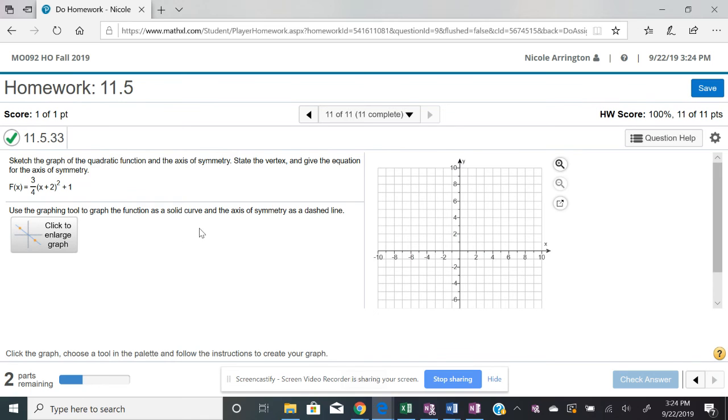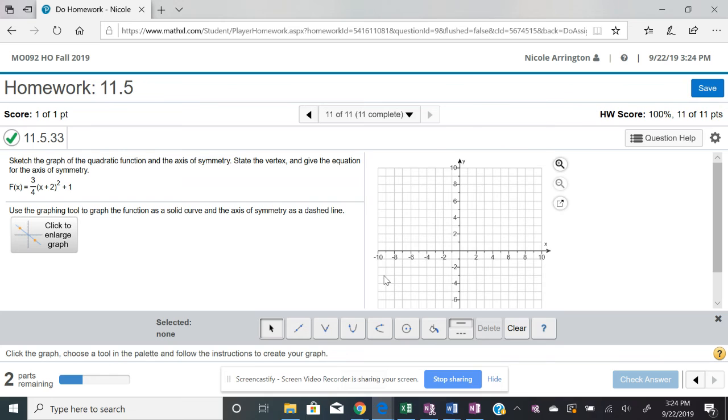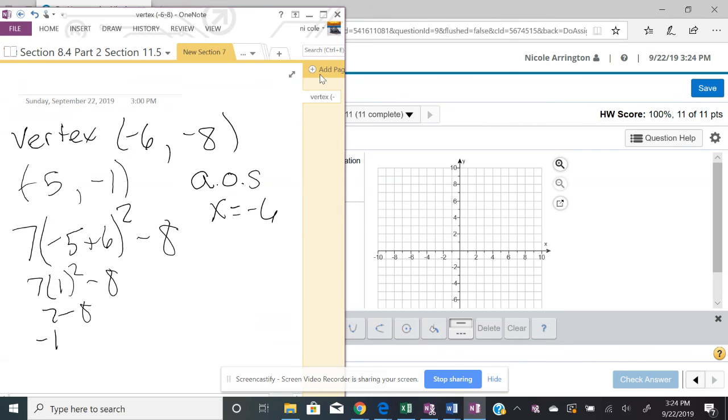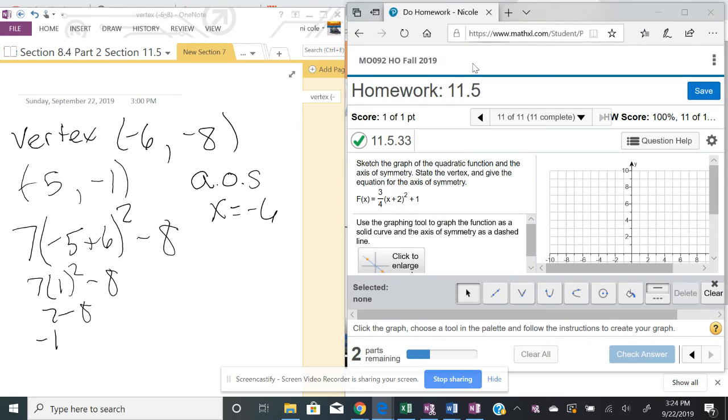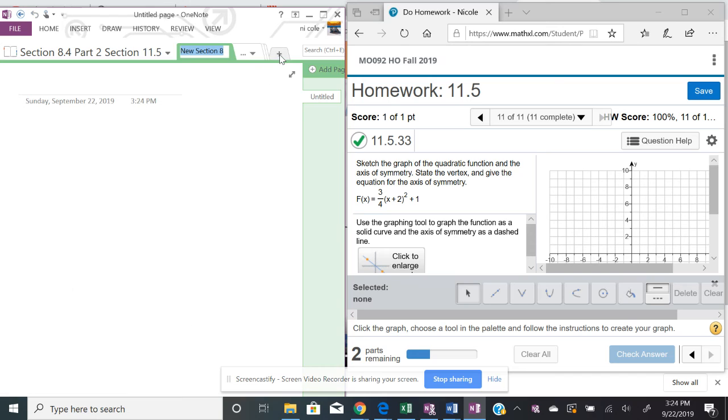All right, so this one, I want to be able to graph this. First thing I need to do is find my vertex. I need my vertex. That is -2, 1. And that comes from right here. Okay, now I need a second point.